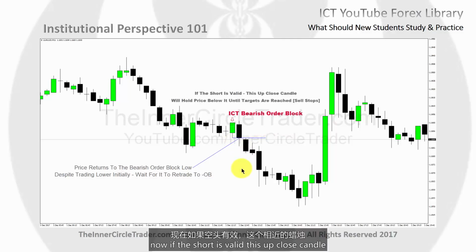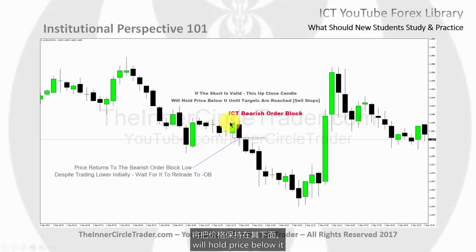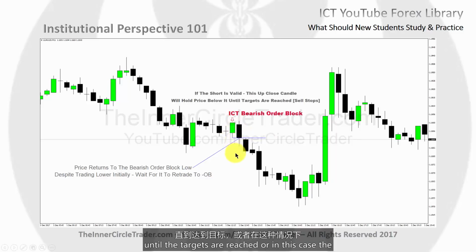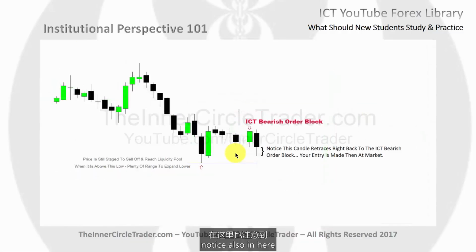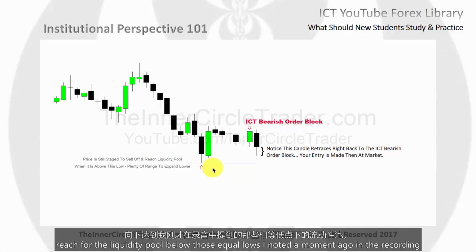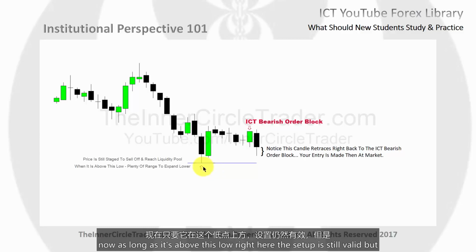Now, if the short is valid, this up close candle will hold price below it until the targets are reached, or in this case, the sell stops that we'd be targeting below the equal lows. Now, notice also in here, as long as price is still above this low, this setup is staged properly to reach for the liquidity pool below those equal lows I noted a moment ago in the recording. Now, as long as it's above this low right here, the setup is still valid.